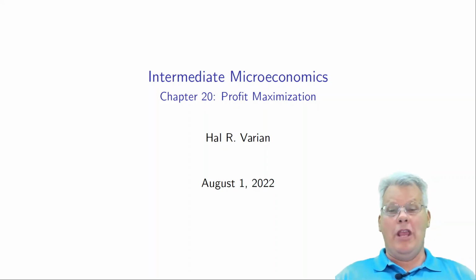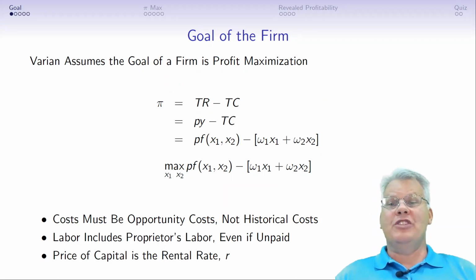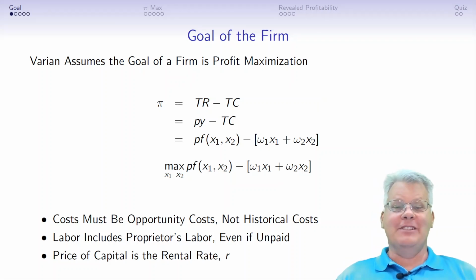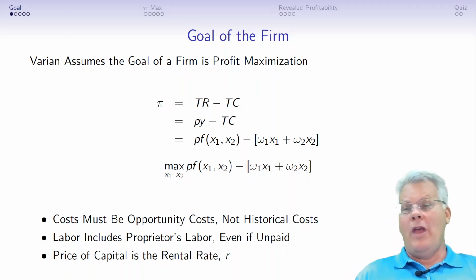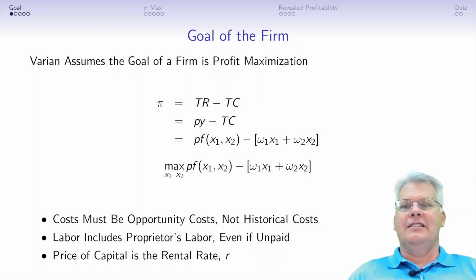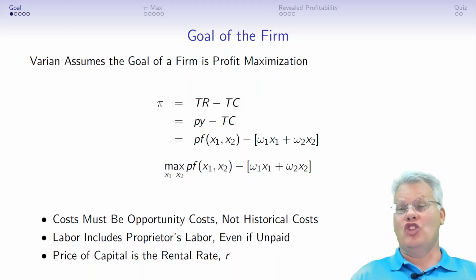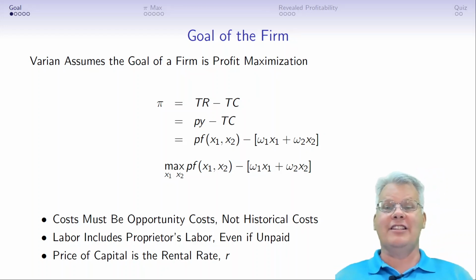Welcome to Chapter 20, Profit Maximization. Varian assumes that the goal of a firm is profit maximization. And the way we define profit maximization is total revenue. Profit from an accounting sense is total revenue minus total cost.